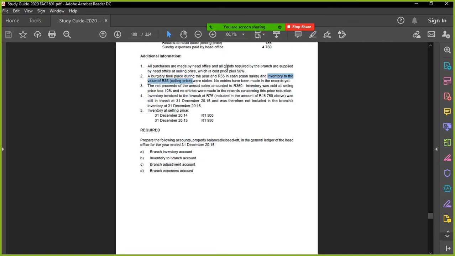Do you see that? Yes. I think it's the interpretation, but again, it's the wording. The wording here doesn't seem right. Let's read it again. A burglary took place during the year, fine. So the burglary relates to the 36 Rand that was stolen. Happy with that? Yes. And they tell us that 55 Rand in cash sales were not recorded.